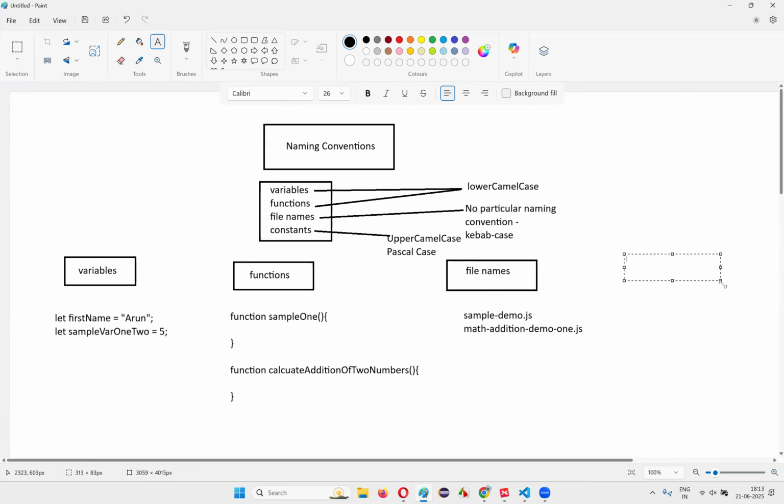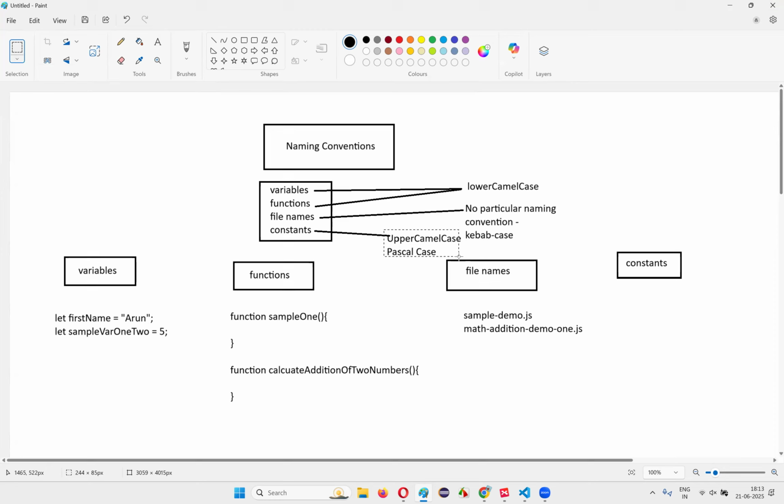Okay, so for constants, what is the naming convention? Upper camel case or Pascal case is the naming convention for the constants case. For example, const is a keyword for creating the constants in JavaScript, followed by the const, max underscore. Sorry, I was talking about constants, right? This is wrong. Just give me a second.